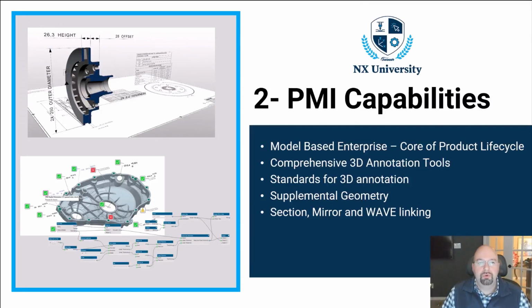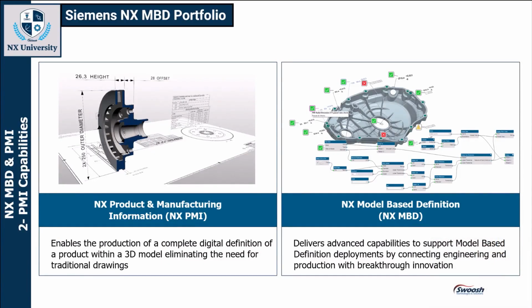Taking a look at topic number 2 here, PMI capabilities. Looking at the Siemens NX model-based definition portfolio, we have on the left-hand side our NX product and manufacturing information, or our NX PMI. This is the application or the capability to add the physical dimensions, GD&T, all that important information to the model and to those physical features on the model. If we look over on the right, NX model-based definition, that's going to deliver the advanced capabilities to support model-based definition deployments by connecting engineering and production with breakthrough innovation here.